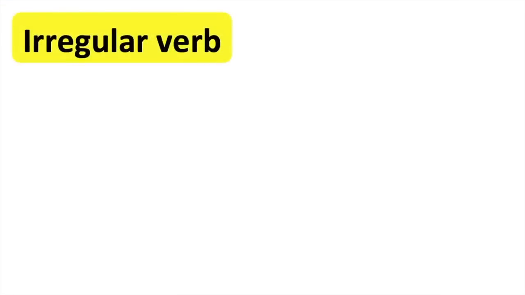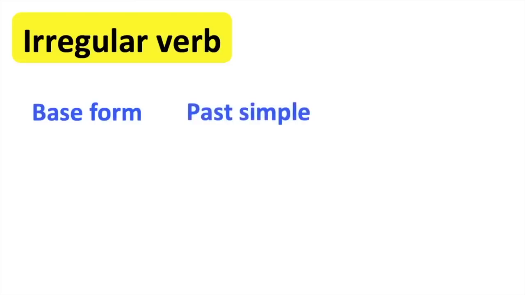Go is a type of irregular verb. Irregular verbs don't follow the general rule of using ed or d to form the past simple or past participle. Instead, the past simple and past participle forms are different. Therefore, it's important to learn them for irregular verbs. Let's look at an example. We have the base form, past simple, past participle.